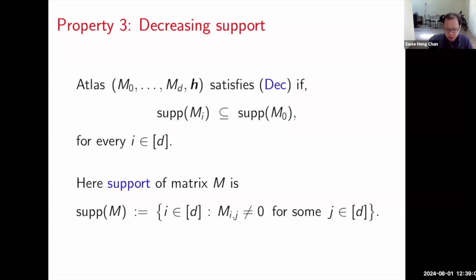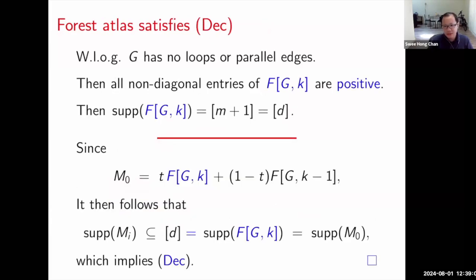And for this property, again, the forest atlas satisfies it, because remember that all non-diagonal entries of FGK are positive, right? In particular, that implies that the support is equal to the whole set, equal to D. And because M0 is a sum of FGK with some other non-negative matrix, it implies that the support of M0 is equal to D.